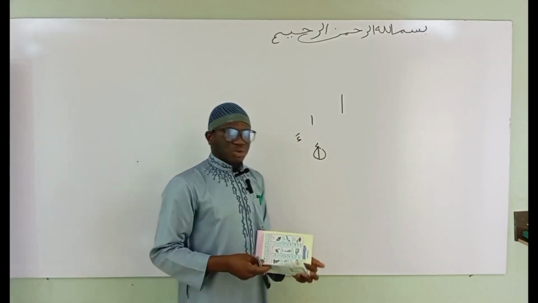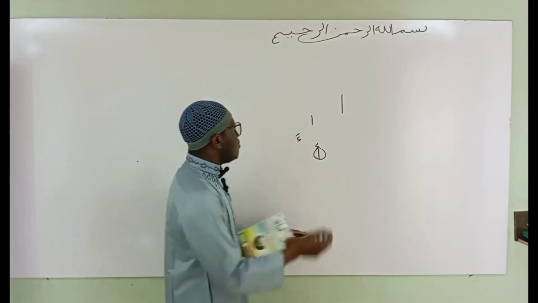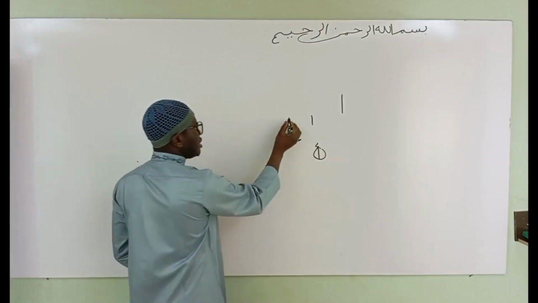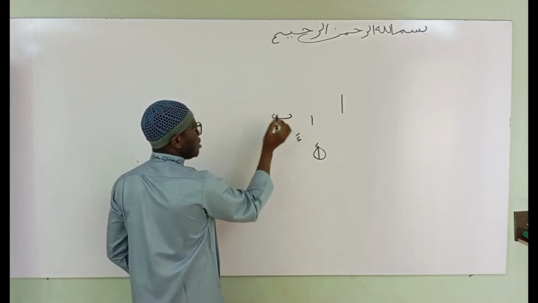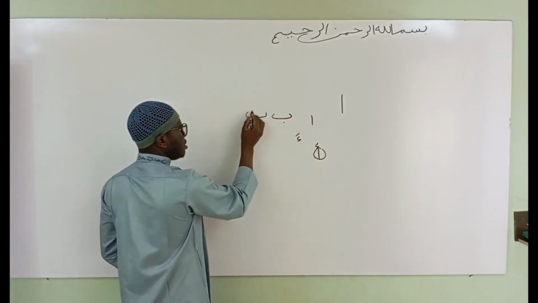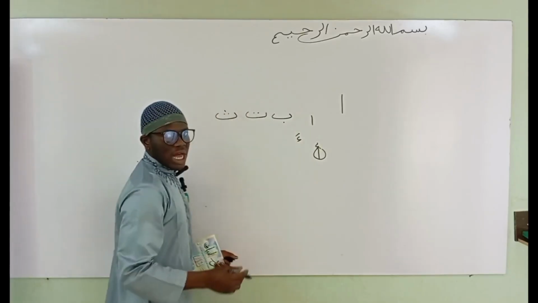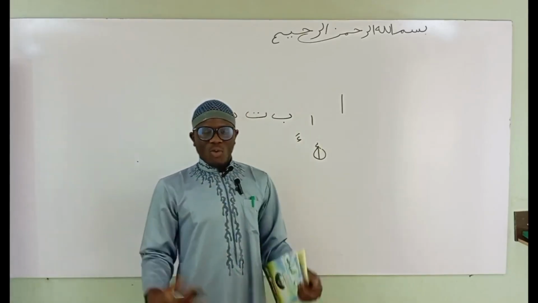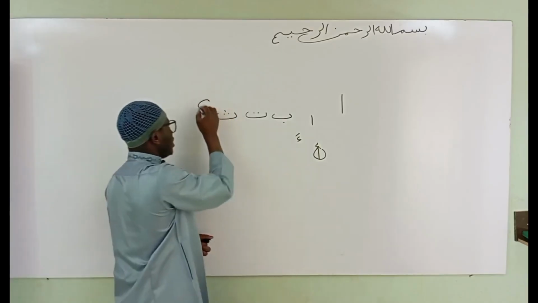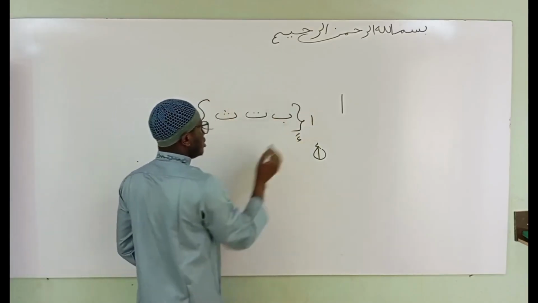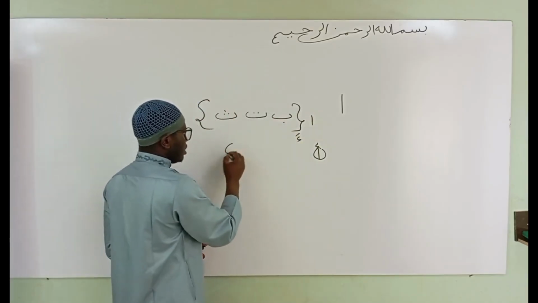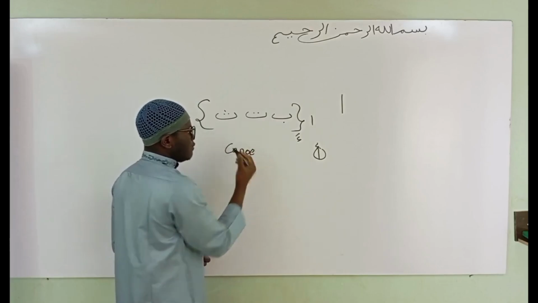Then we'll move to the next one, which is Ba. Now for this Ba, I will combine these three together. We have Ba, we have Ta, and we have Tha. Now these three, I will combine them together. Why? Because I call them the Kenu family.